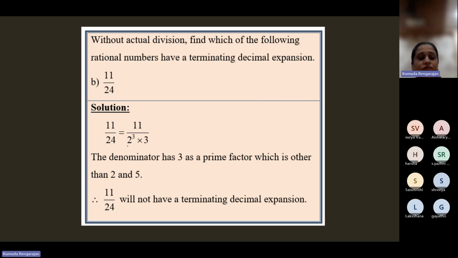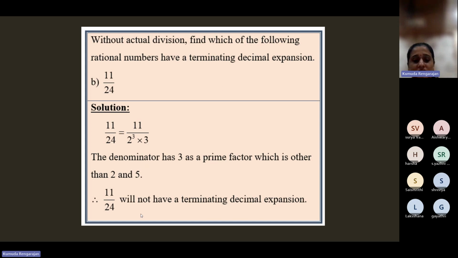So we do find the prime factor 2, but there is 3 along with it. No, there should be 2 or 5 or both 2 and 5. No other primes other than 2 or 5. So you can see the presence of 3 here. The denominator has 3 as a prime factor, which is other than 2 and 5. Therefore, 11 by 24 will not have a terminating decimal expansion.